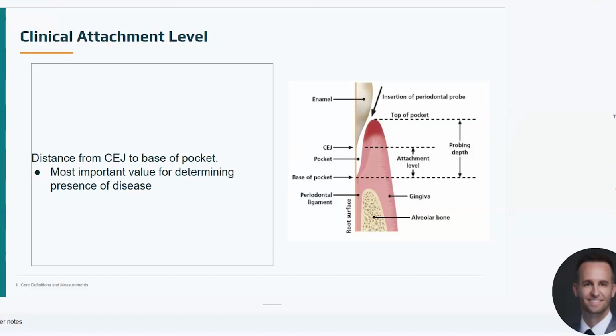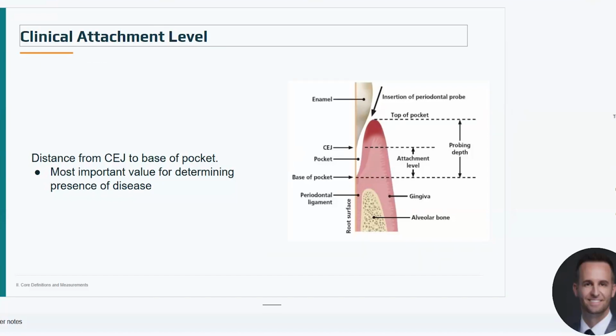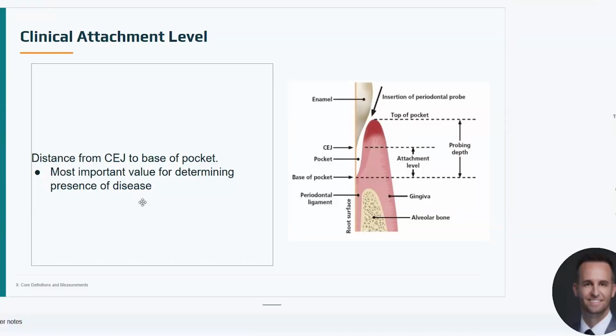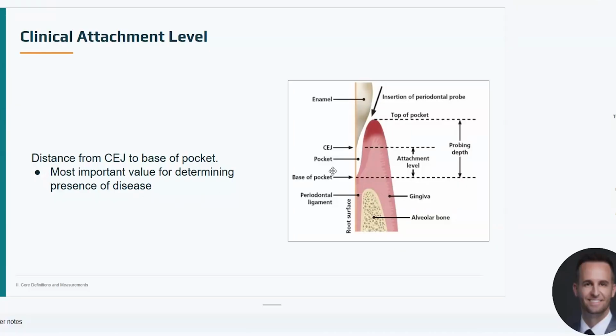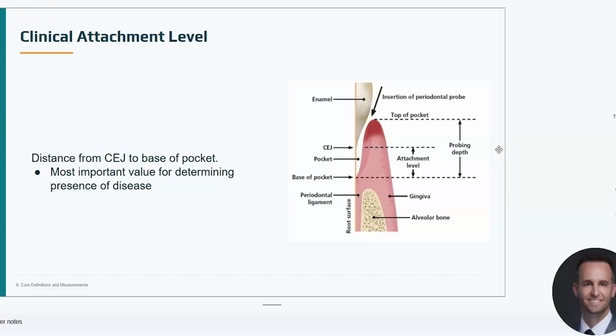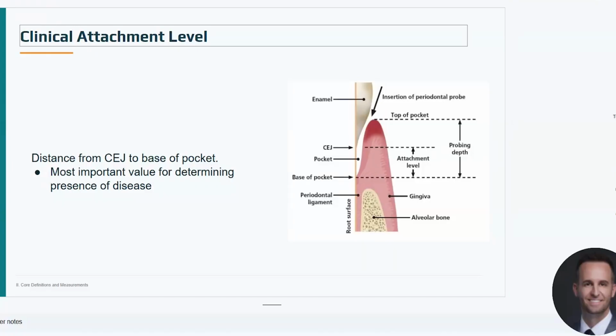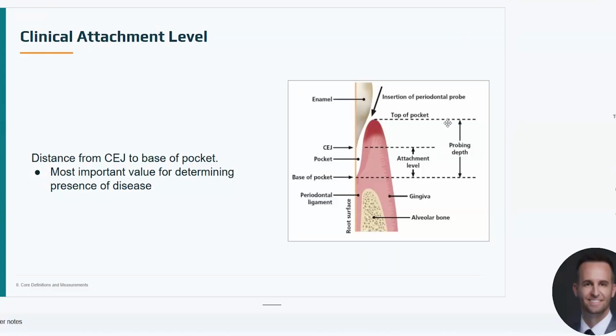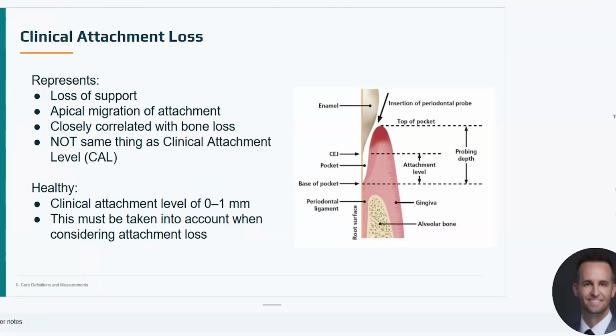And so this value, clinical attachment level, is the most important value for determining presence of disease. We cannot determine presence of disease with probing depth alone or gingival margins alone. We need to figure out what this value is. And in order to figure out this value, we need to calculate the probing depth and the gingival margin levels to then determine what the clinical attachment level is.